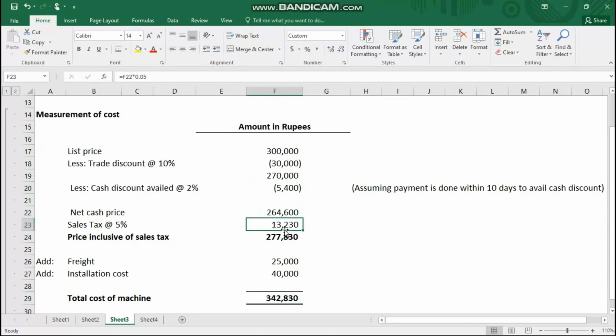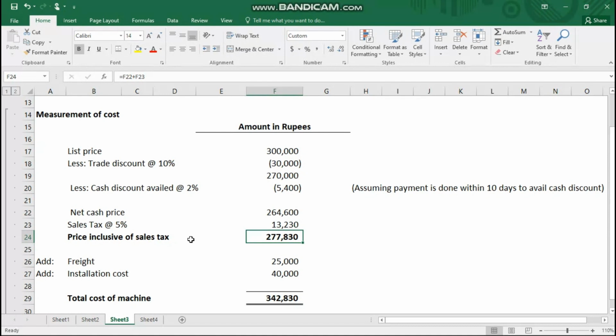On top of that, I have applied 5% sales tax, and I'm assuming that this sales tax is a non-refundable item, which is the reason why I'm adding this sales tax to the cost of the item of property, plant and equipment. After adding the 5% sales tax, which is actually computed on the net cash price, this is 5% of 264,600, and the sales tax is 13,230. So the price inclusive of sales tax will be 277,830. So this is the price at which the machine is acquired.